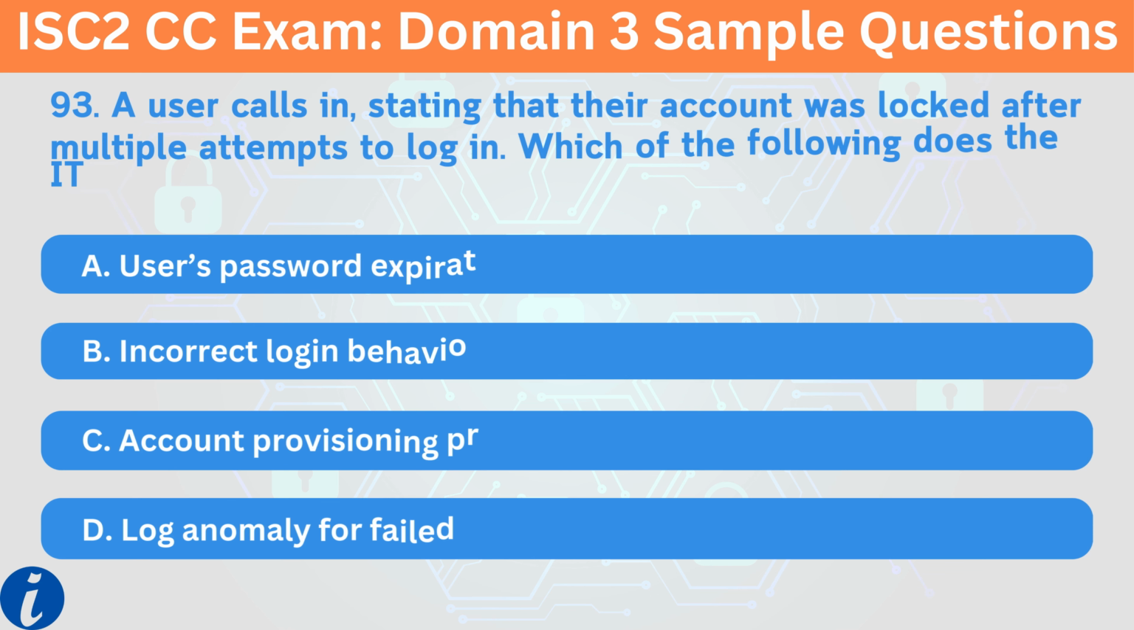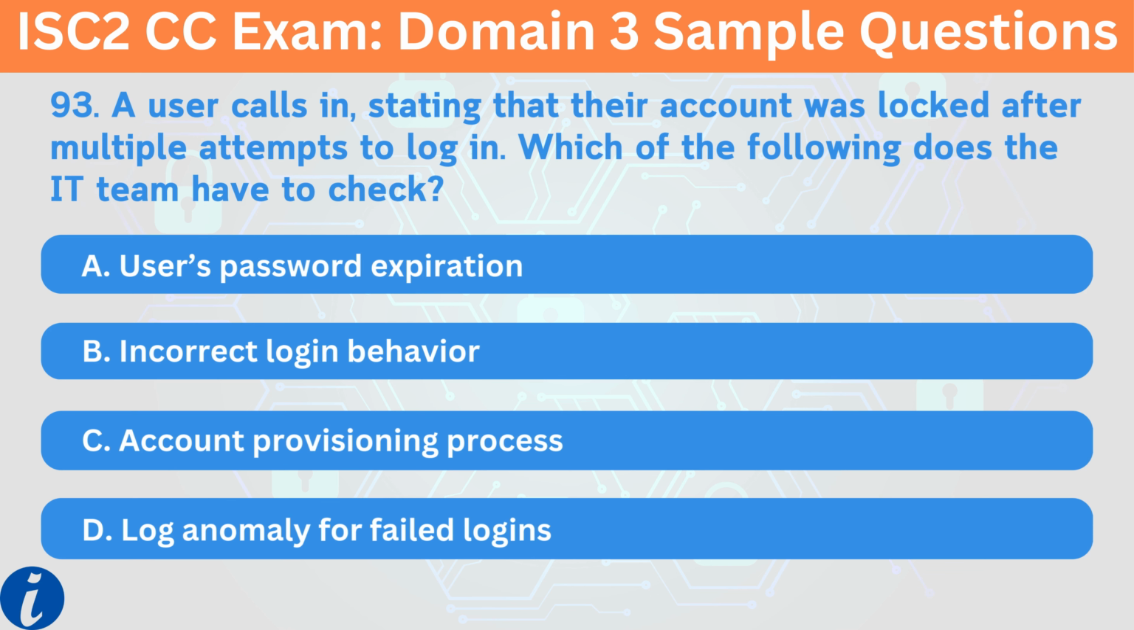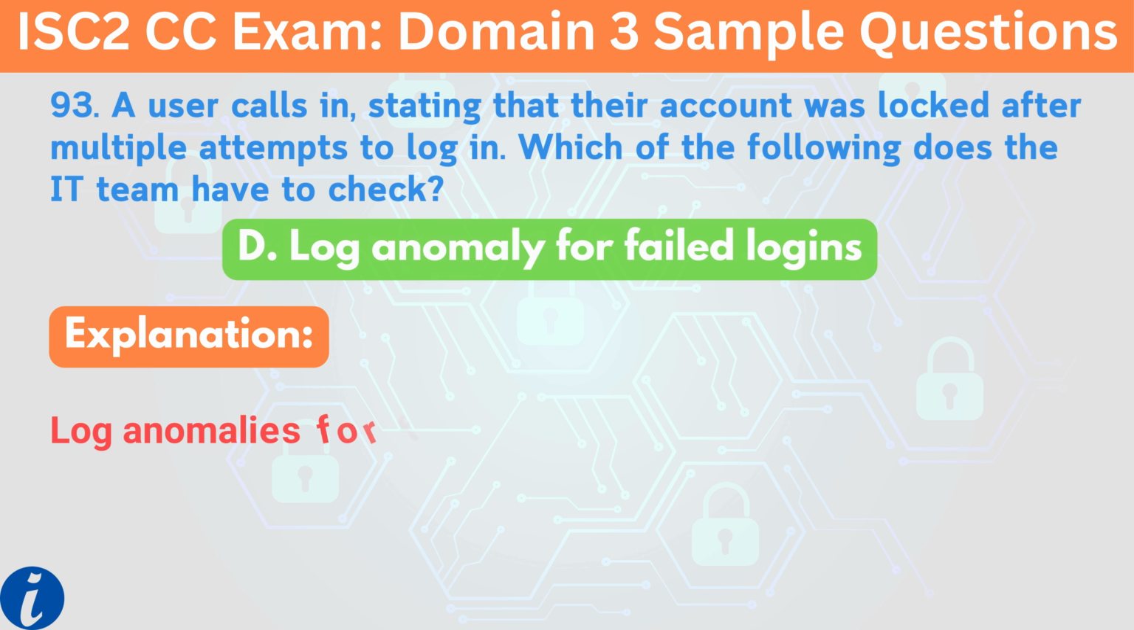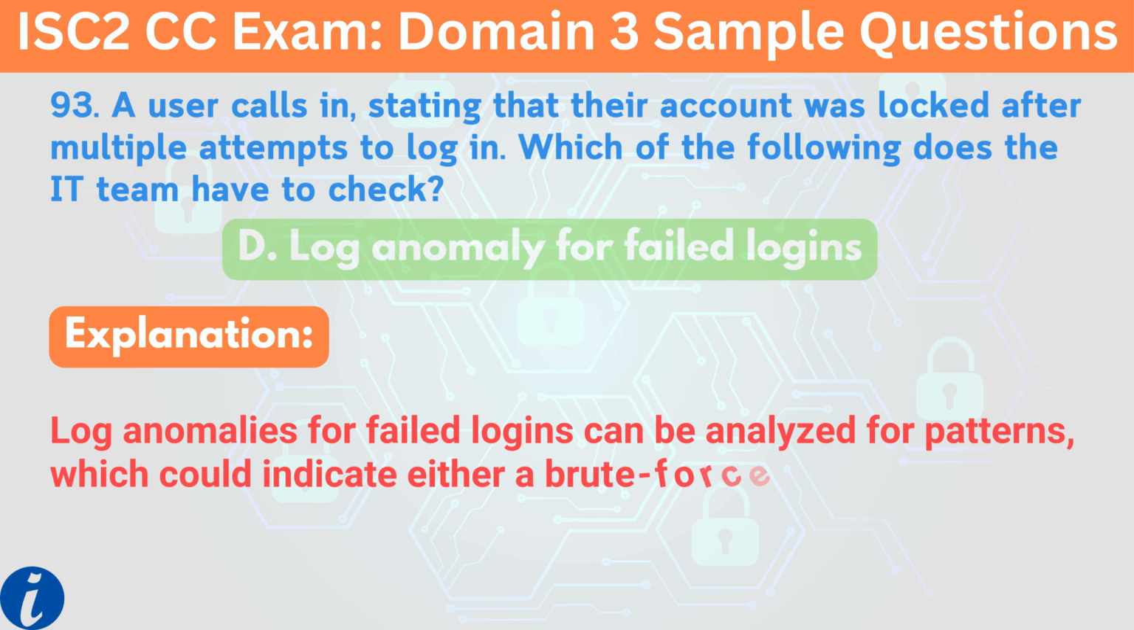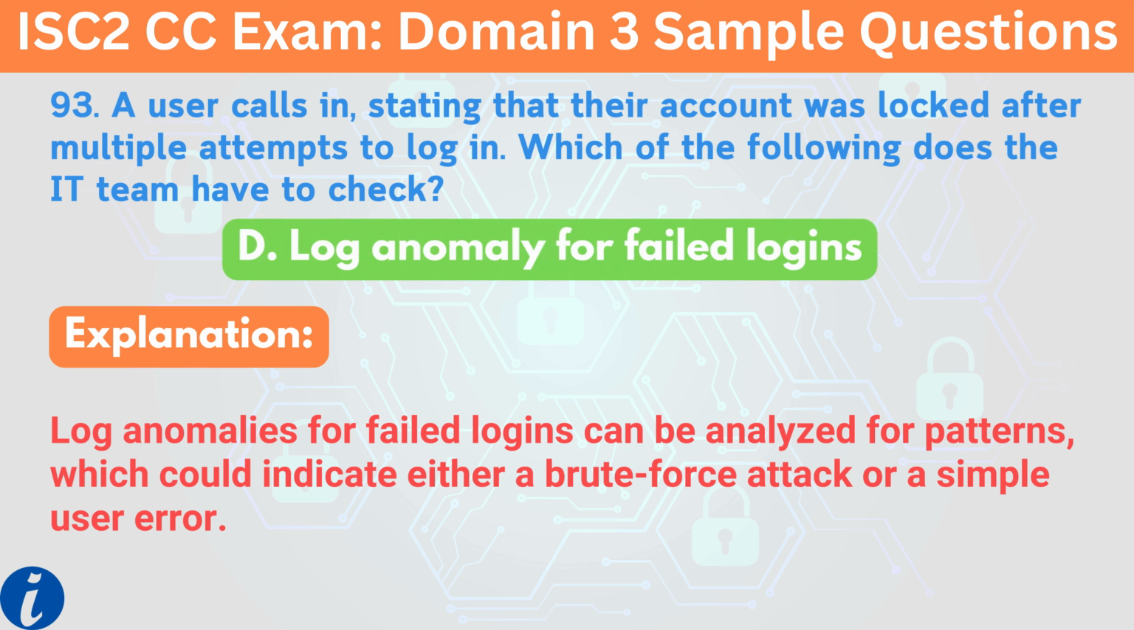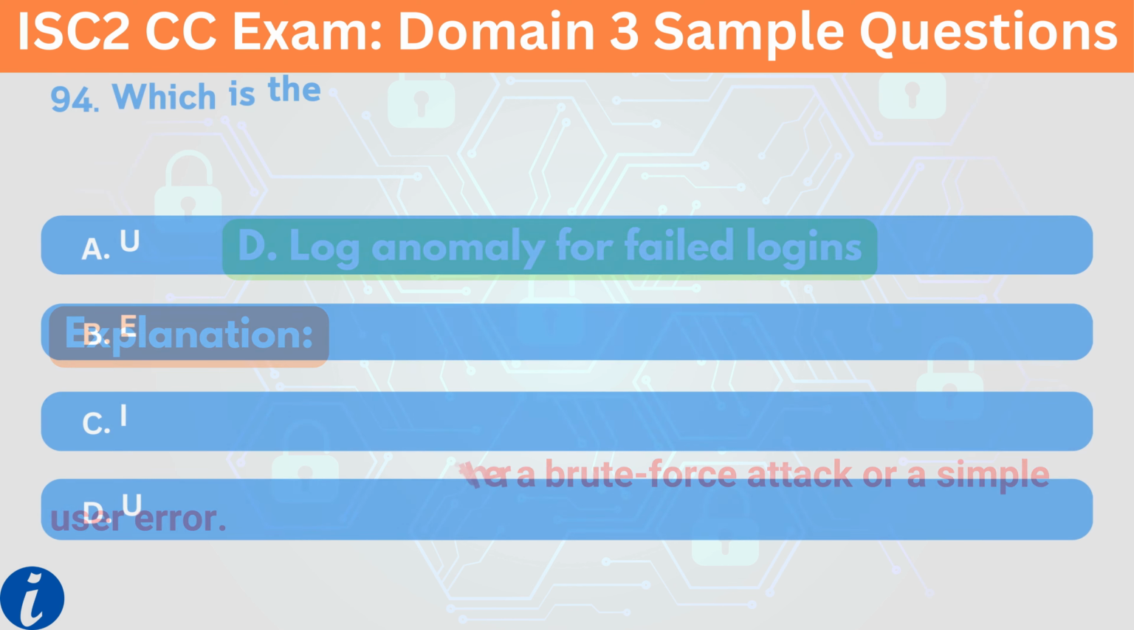93. A user calls in, stating that their account was locked after multiple attempts to log in. Which of the following does the IT team have to check? A. User's password expiration. B. Incorrect login behavior. C. Account provisioning process. D. Log anomaly for failed logins. The correct answer is D. Log anomaly for failed logins. Explanation. Log anomalies for failed logins can be analyzed for patterns, which could indicate either a brute force attack or a simple user error.